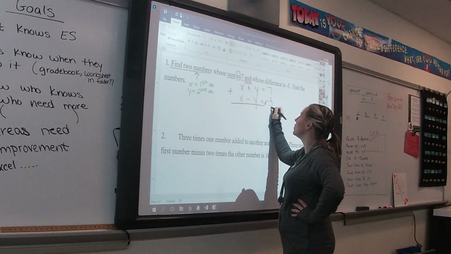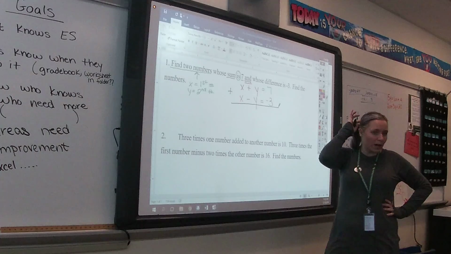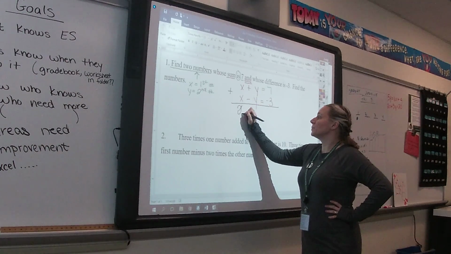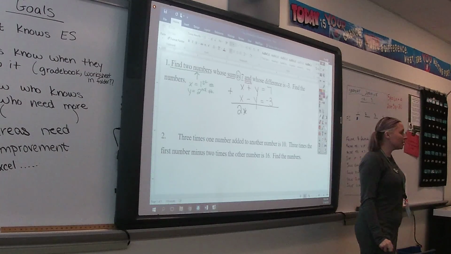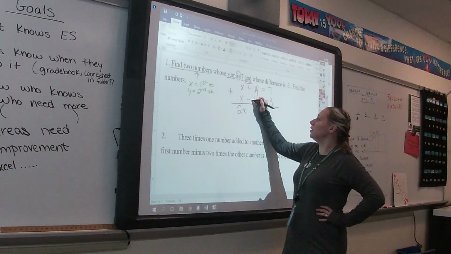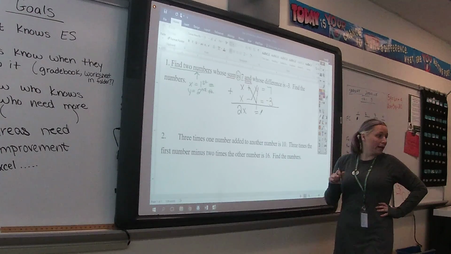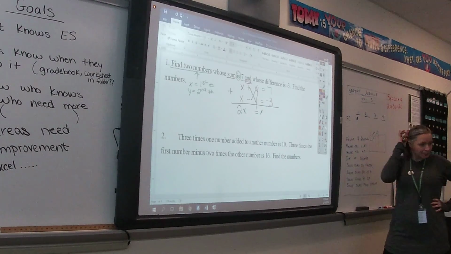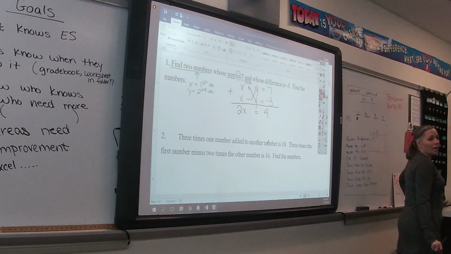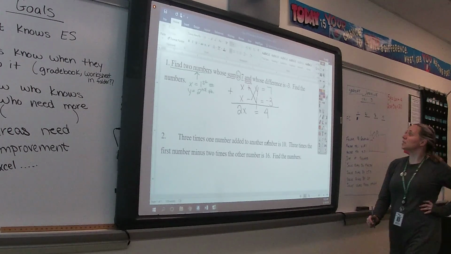Okay, so I'm going to add these two things. What is x plus x? 2x. What is y plus a negative y? They cancel. Oh, yeah, forgot about that. What is 7 plus a negative 3? Now we divide. And this is something we can then divide and solve.